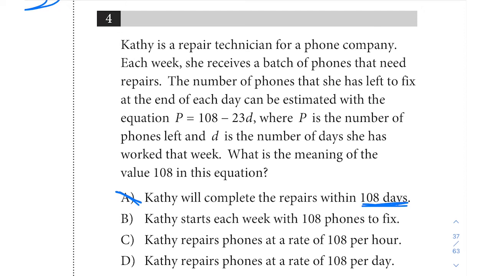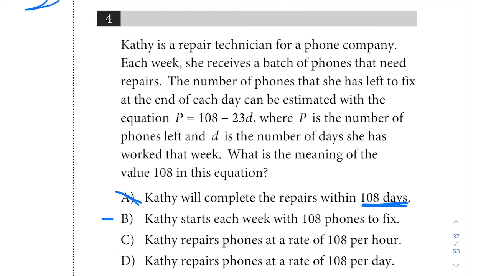Let's check answer choice B. Kathy starts each week with 108 phones to fix. Okay, if that's your full-time job and you're doing it 8 hours a day, that could maybe be realistic. You're fixing a phone or two every hour, and over the course of a week, you're coming up with something like 108. That's maybe realistic. Let's keep that one on the table.